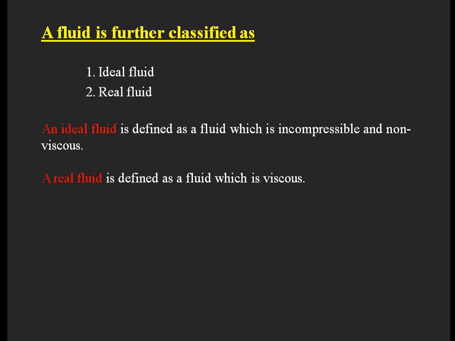And what do you mean by real fluid? A real fluid is an existing fluid, defined as a fluid which is viscous. Viscous means it should have a certain viscosity value. It may be compressible or it may not be compressible, but if it has a certain viscosity value, that fluid is considered a real fluid. An ideal fluid in the universe won't exist. By certain assumptions, water is assumed to be an ideal fluid, and real fluids are whatever existing fluids we have in the universe. So that is about the types of fluids, ideal and real fluids.